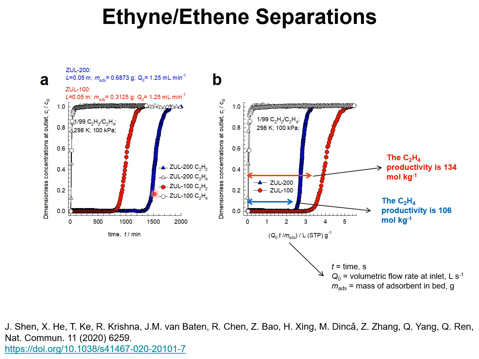The flow rate of the gas mixtures entering the fixed bed tube is the same in both cases and is 1.25 milliliters per minute. These are the breakthrough curves in which the dimensionless concentrations at the exit are plotted against the time expressed in minutes.